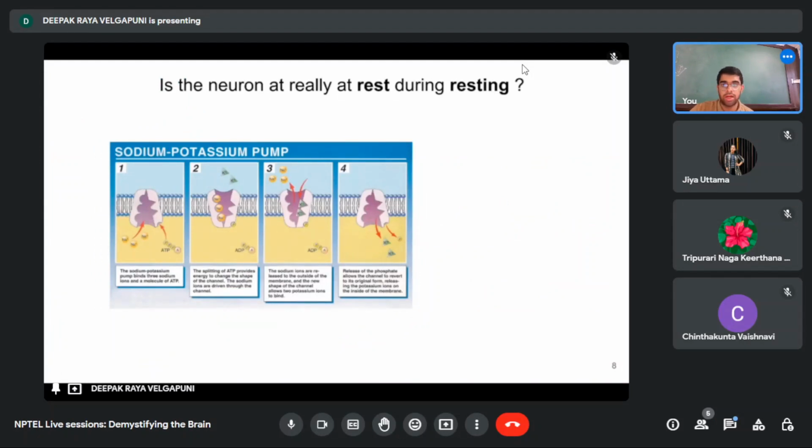So did you get this? Does anyone know the answer for this? It's voltage gating, like at that minus 70 potential, I think the sodium gates might get closed. Yeah, the action potential will come, but I'm talking about, are neurons really at rest during the resting membrane potential? Is there energy consumption by the neuron when it maintains the equilibrium potential?